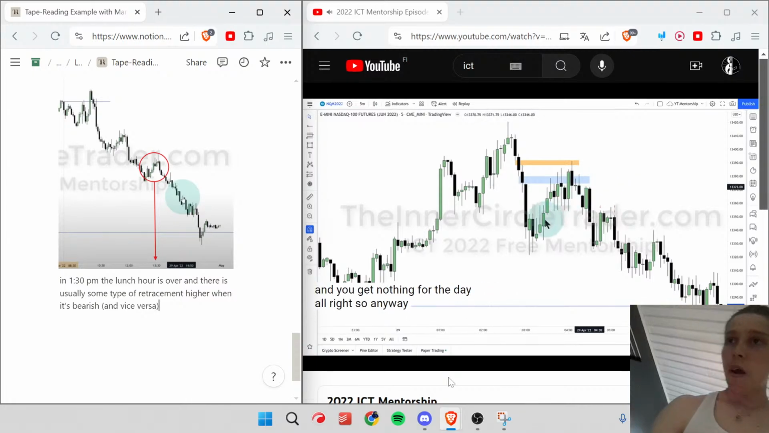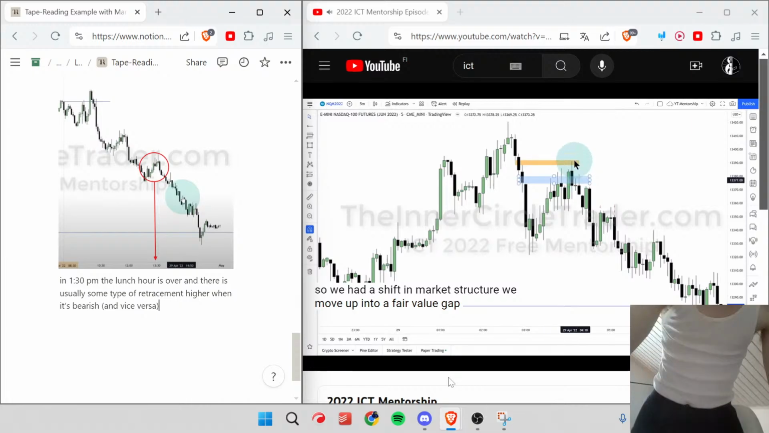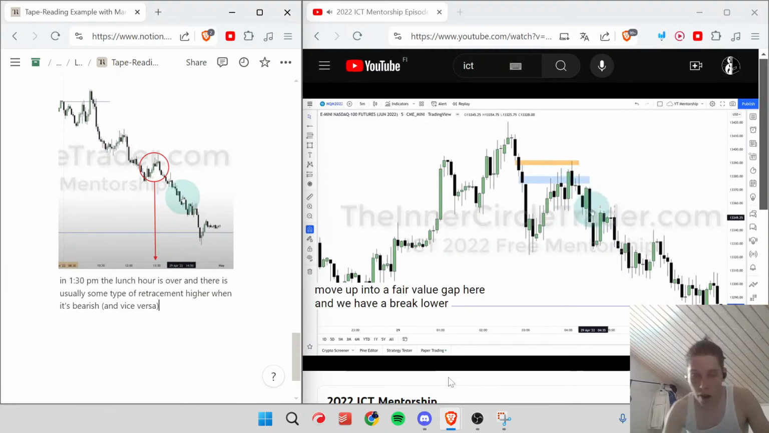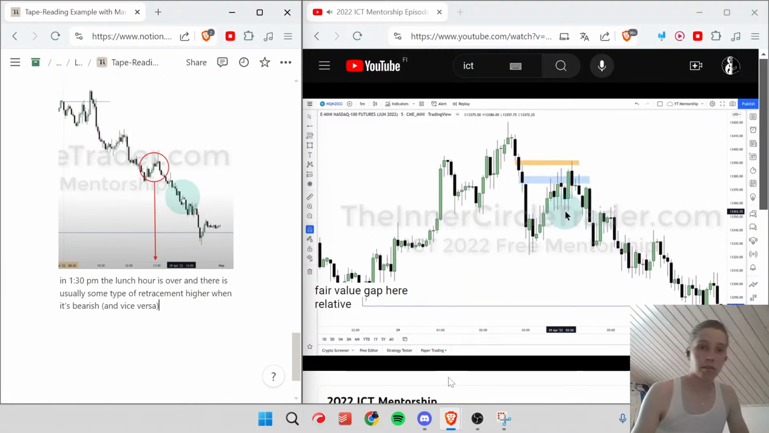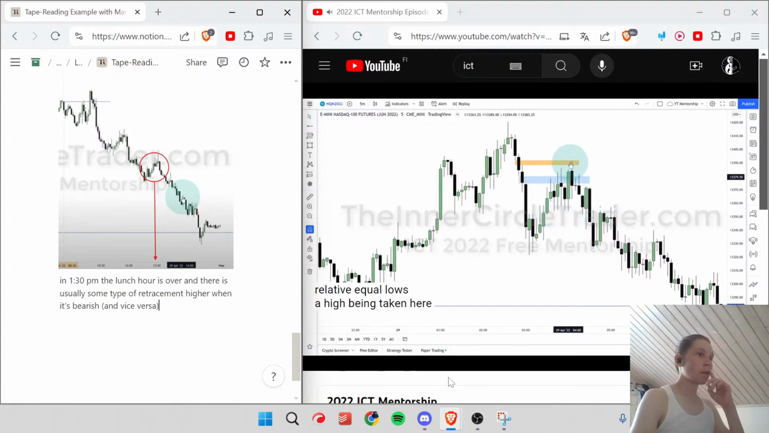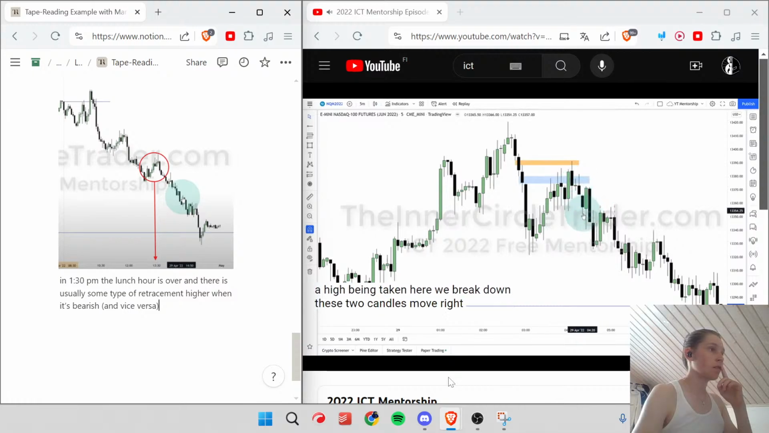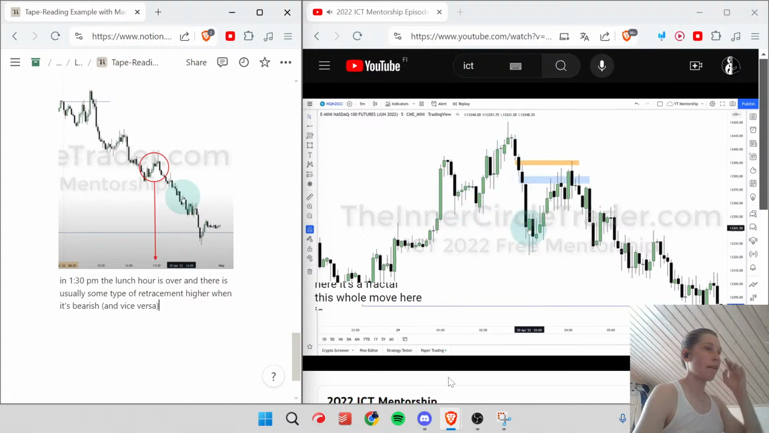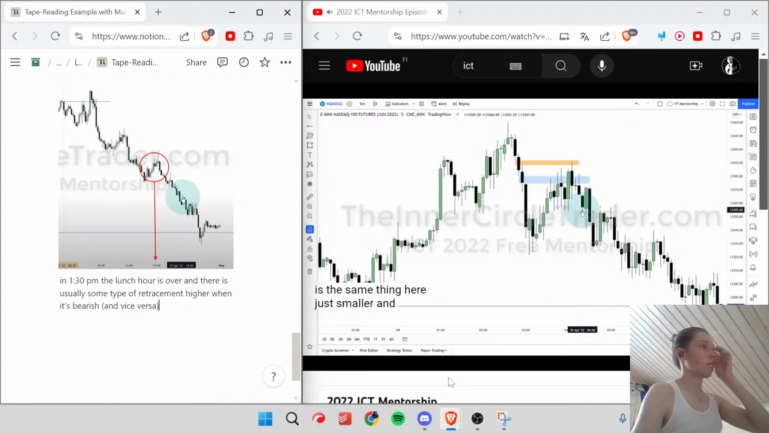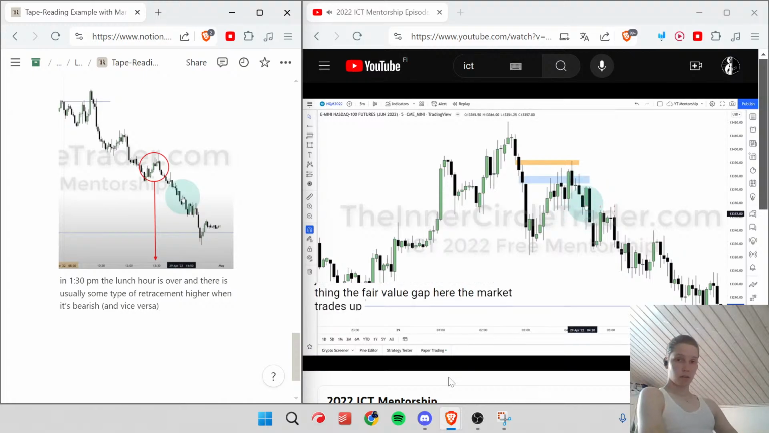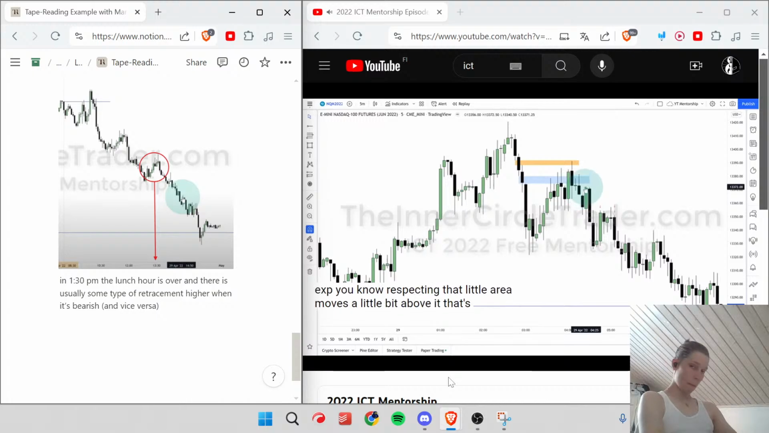All right, so anyway, we had a shift in market structure. We move up into a fair value gap here, and we have a break lower, fair value gap here, relative equal lows. Now look real close, folks, okay? Relative equal lows, a high being taken here. We break down. These two candles move right below here. That's the same thing as these two candles here being broken with this move here. It's a fractal. This whole move here is the same thing here, just smaller. And it creates the same thing. The fair value gap here, market goes up into it, the body's kind of respecting that low area. Moves a little bit above it, that's fine, but then breaks aggressively lower. Does it take out the low yet?